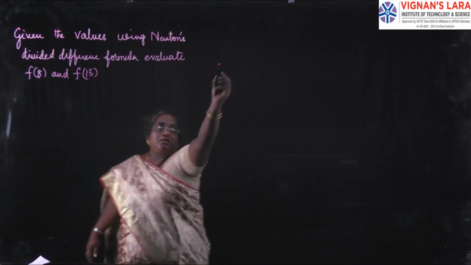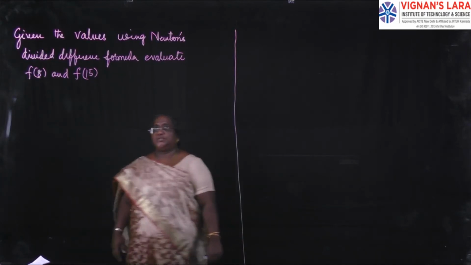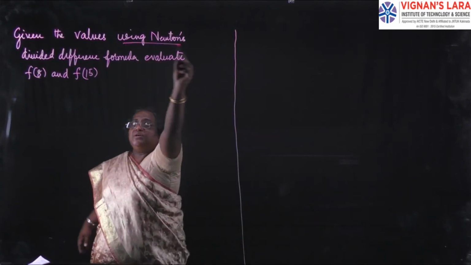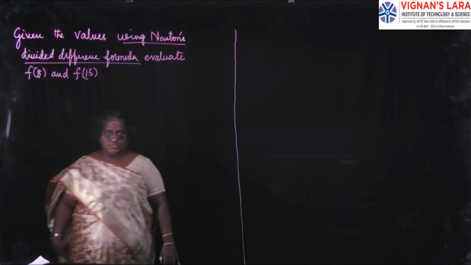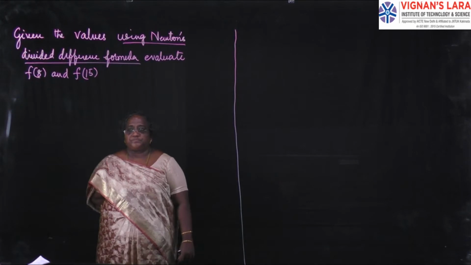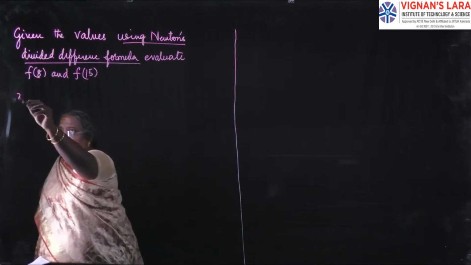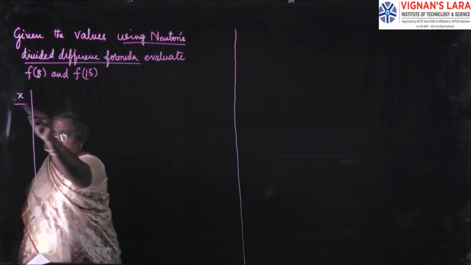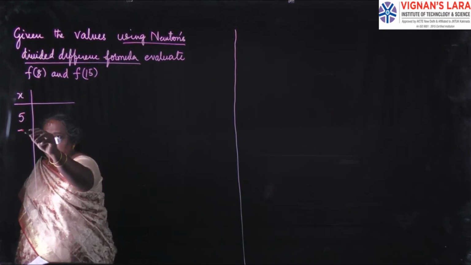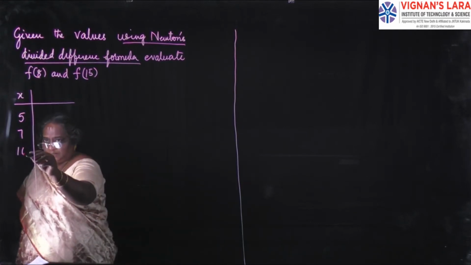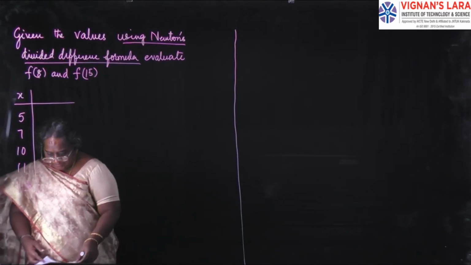So now here he has clearly mentioned using Newton's divided difference formula. So then you have to apply Newton's divided difference formula only. If that is not mentioned, see the values that were given for you. Observe the values. The values given are 5, 7, 10, 11, 13. These are the values given.